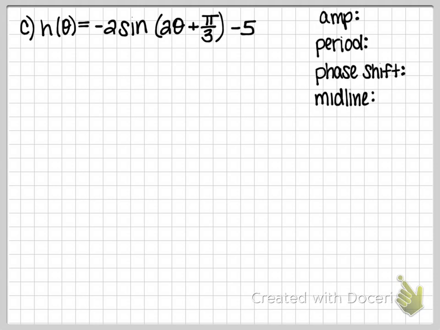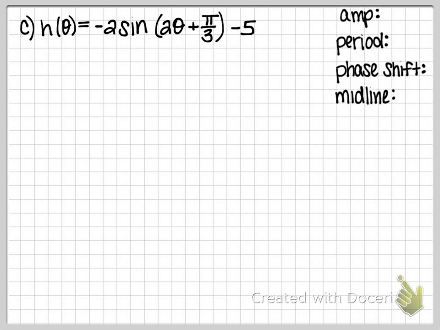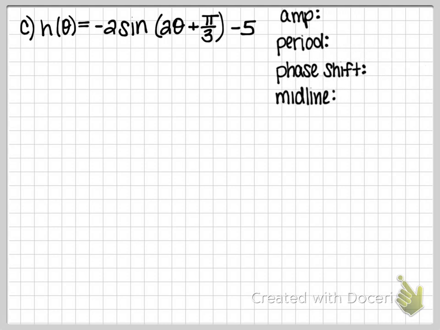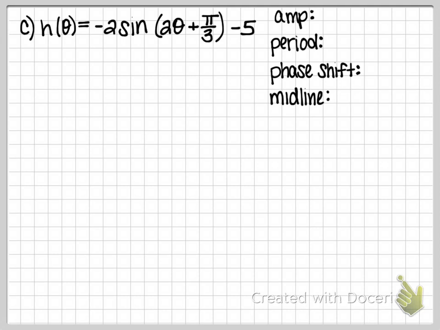H of theta equals -2 sine of 2 theta plus pi over 3 minus 5. Nice and beefy. That's everything we need to find real quick. I'll give myself some extra room.